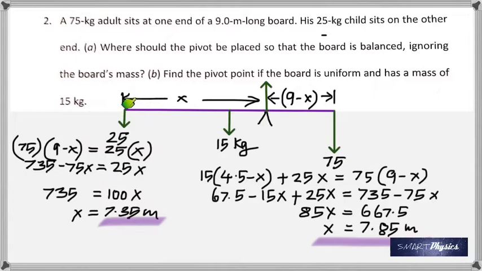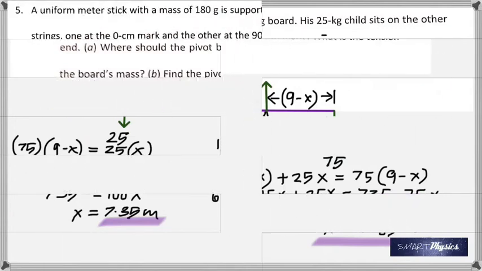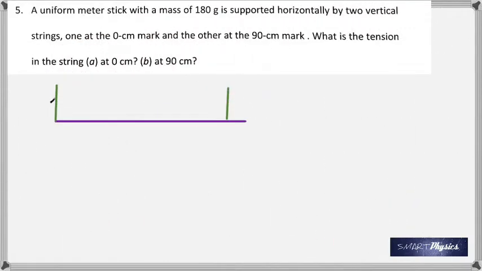This is x. Where am I calculating the torques? This point, isn't it? So this distance is x, this is 4.5, so this should have been x minus 4.5, isn't it? I just noticed that. Oh, goodness.